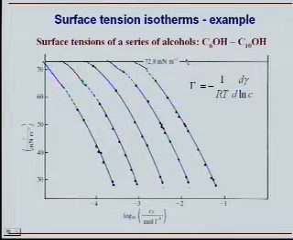At higher concentration, the interfacial tension starts decreasing. And you can see that in almost all of the cases, it decreases linearly. Why does it decrease linearly? Because the Gibbs isotherm predicts that the slope of the interfacial tension over the logarithm of the concentration should be linear.